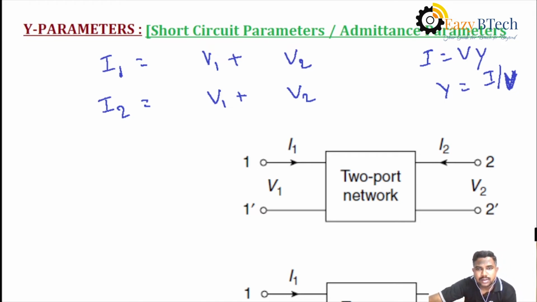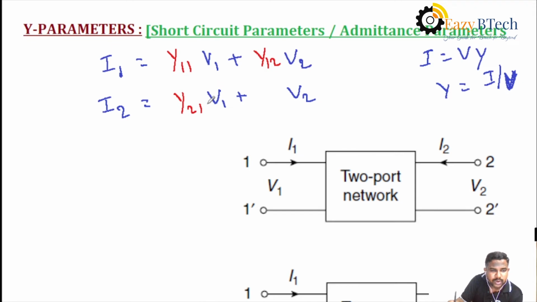Then you can define the Y parameters as I1 equals Y11 V1 plus Y12 V2. Similarly, I2 equals Y21 V1 plus Y22 V2. These are called the standard equations of the Y parameters. From that, how do we calculate the Y parameters for the given network?